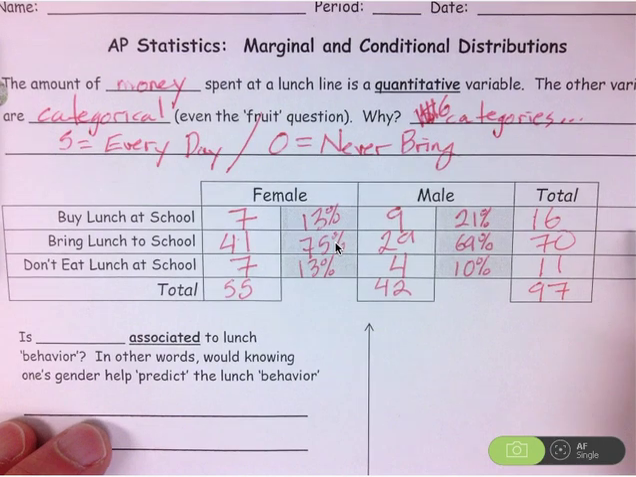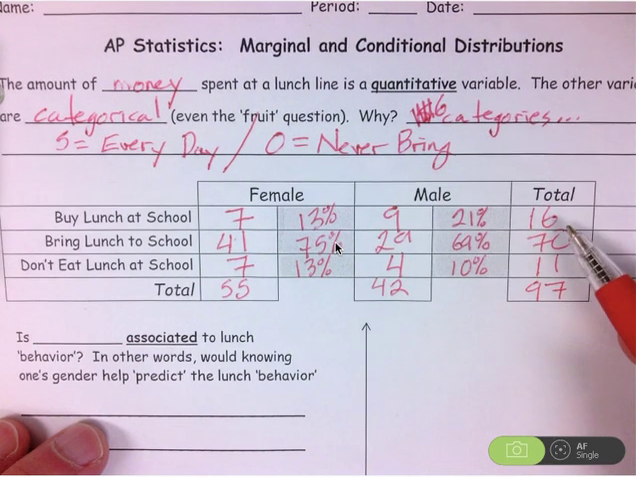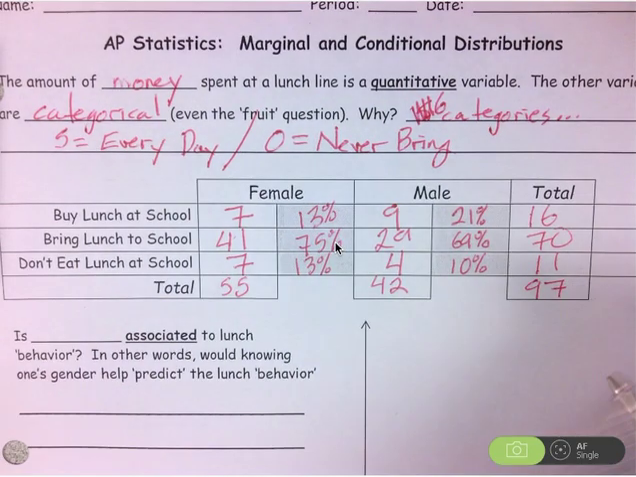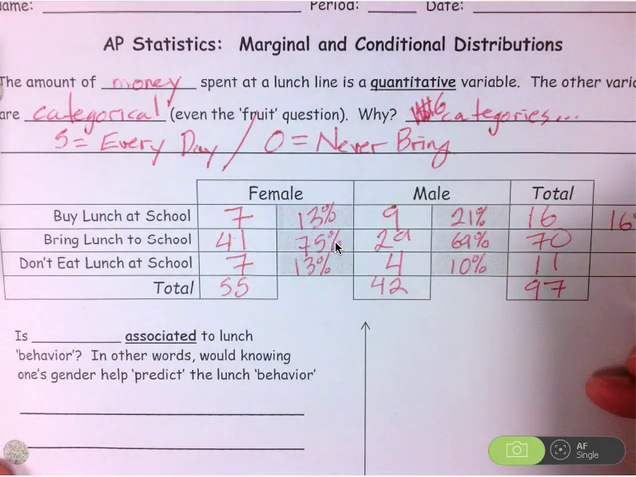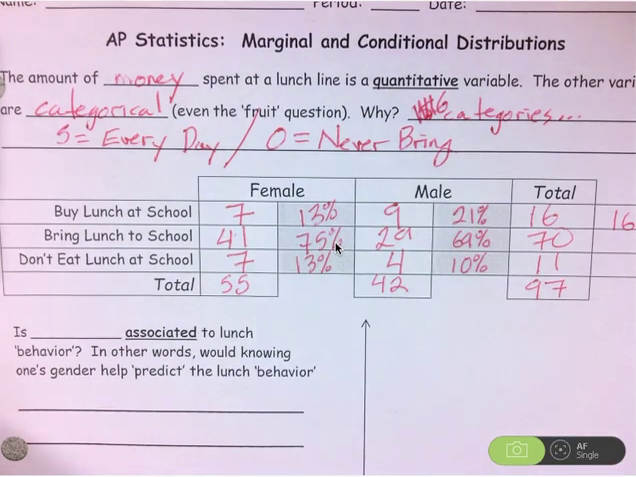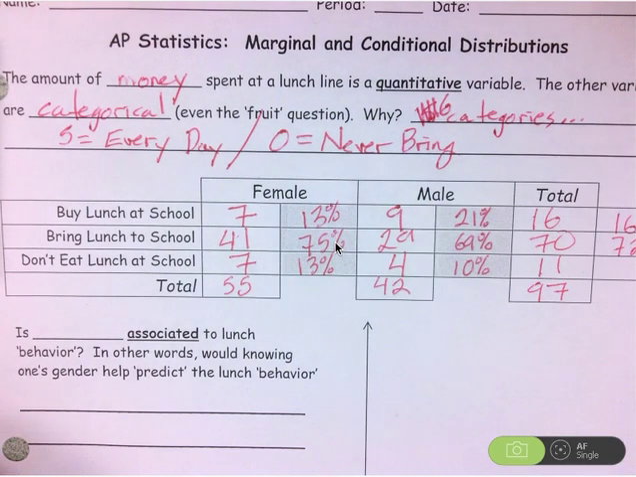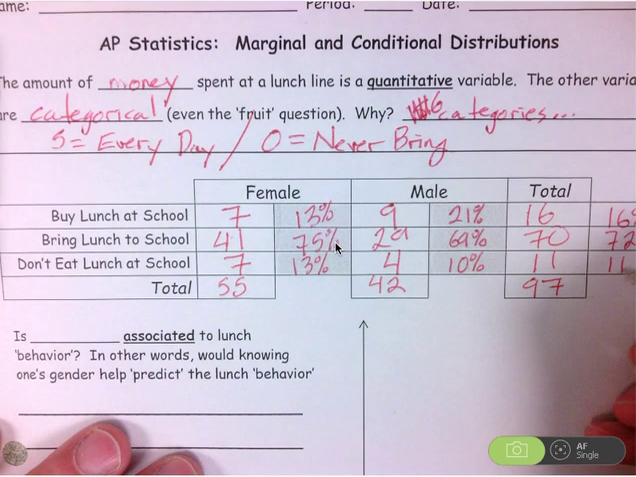So I also am going to look at overall, what's the percentage that buy their lunch at school? So again, that's just 16 divided by 97. So if you round that, that's around 16%. 70 out of 97, again, it should be close to about 70%. It's 72% if you round it. And then 11 out of 97, that's about 11%.